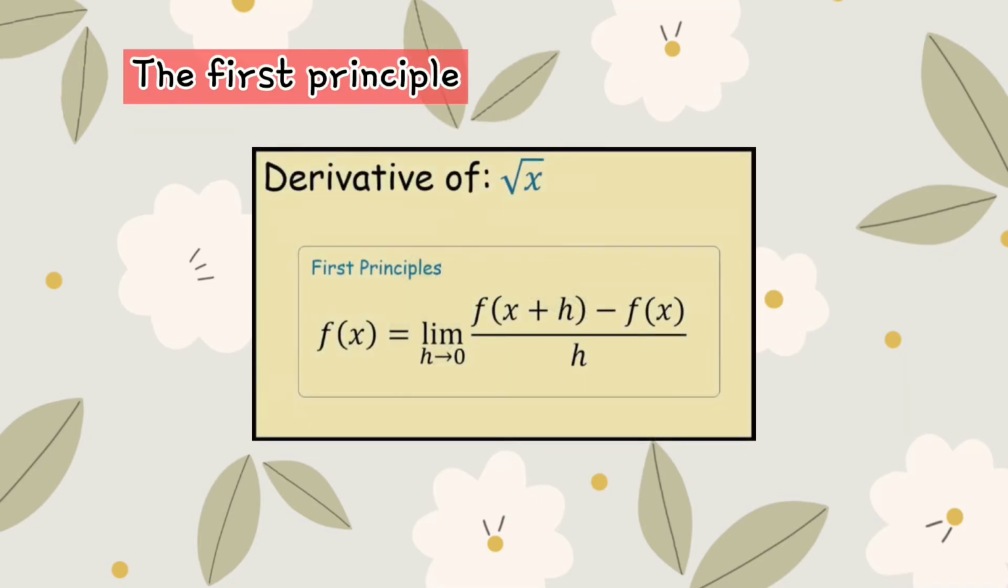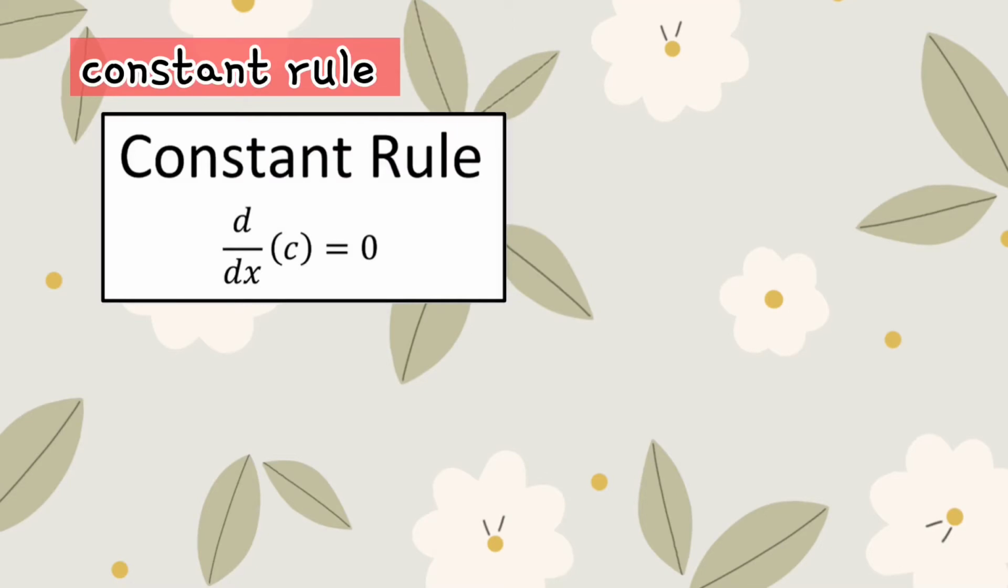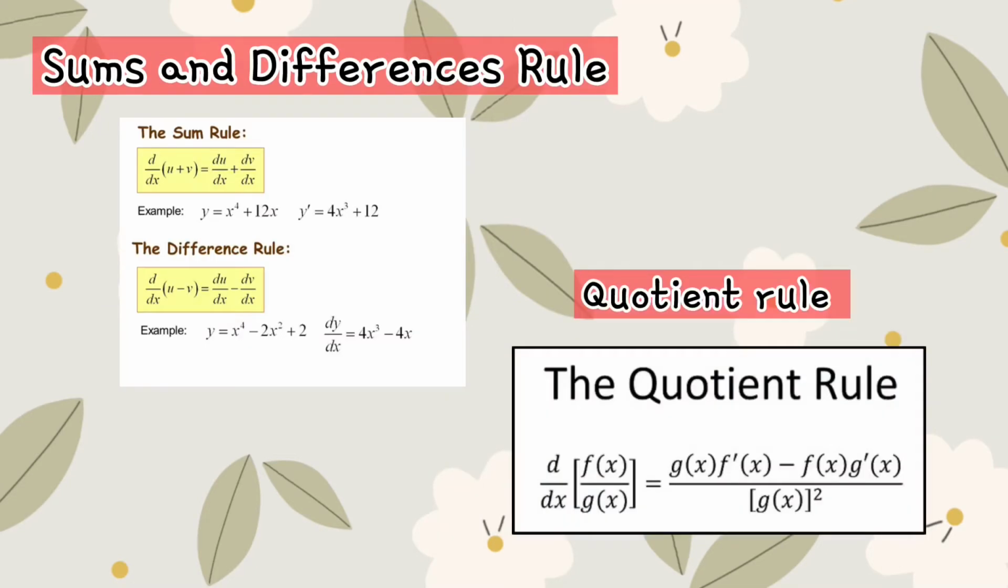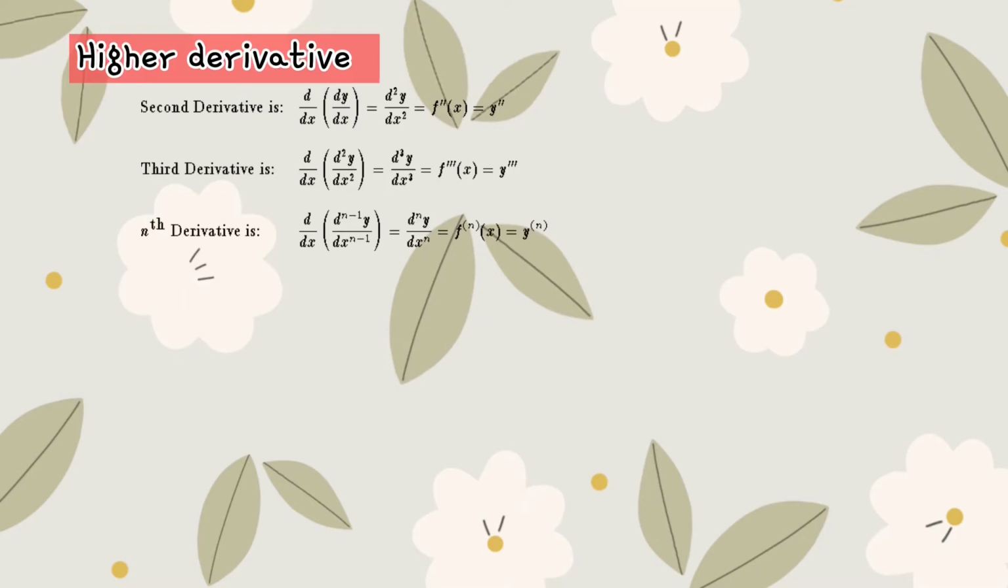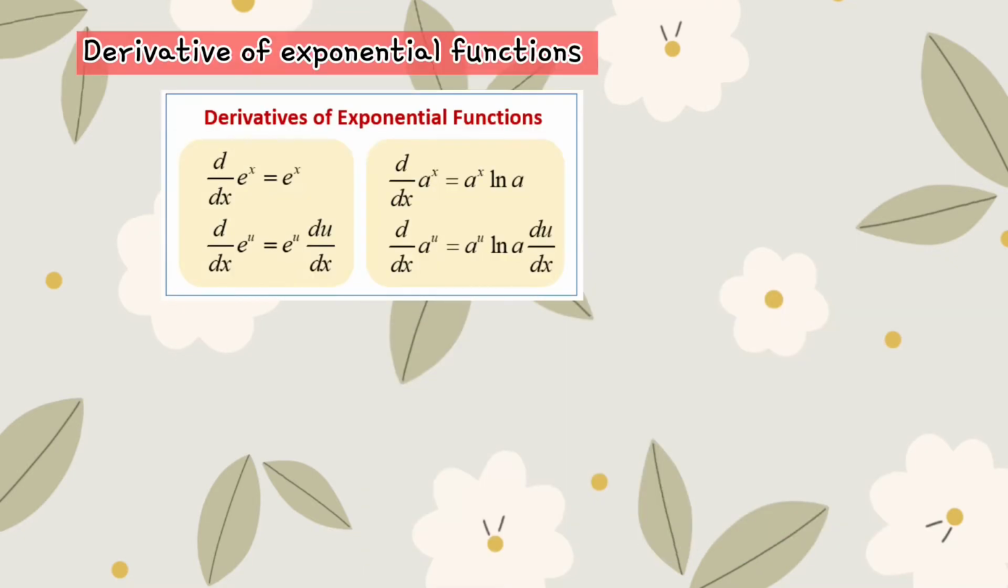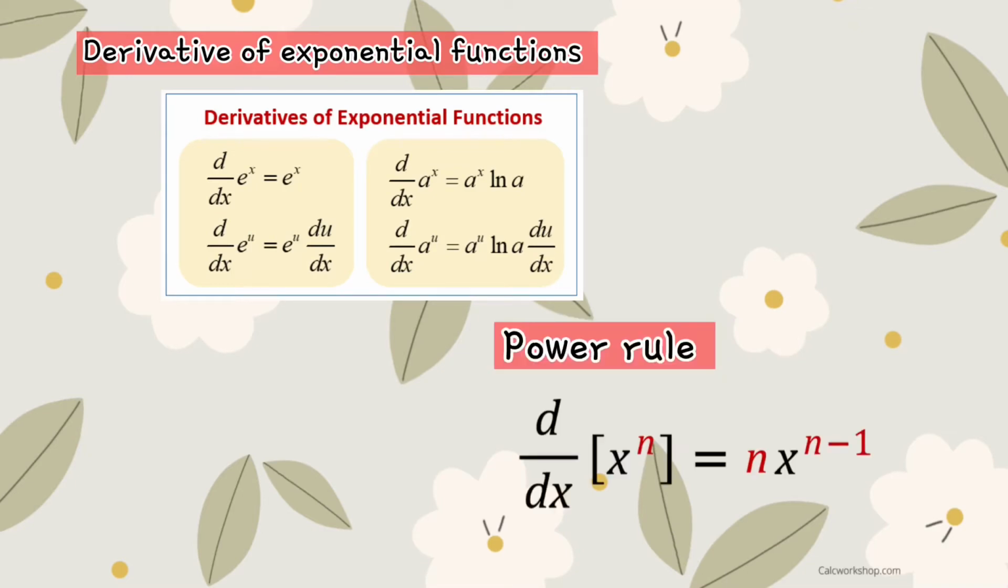The techniques of differentiation consist of the first principle, also known as definition of derivative, constant rule, product rule, sum and difference rule, quotient rule, higher derivative, derivative of trigonometric function, derivative of exponential functions, and more.